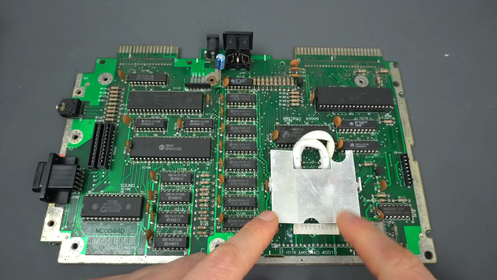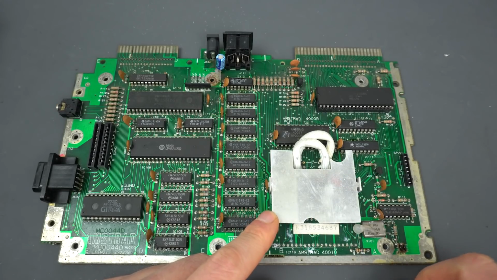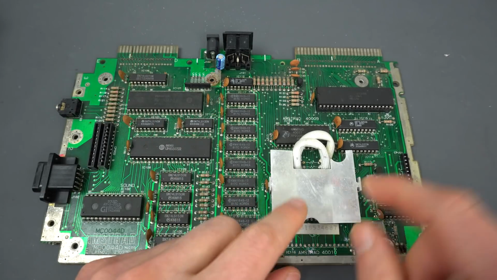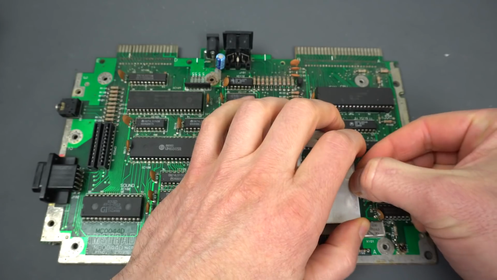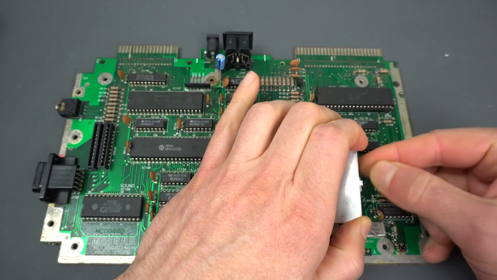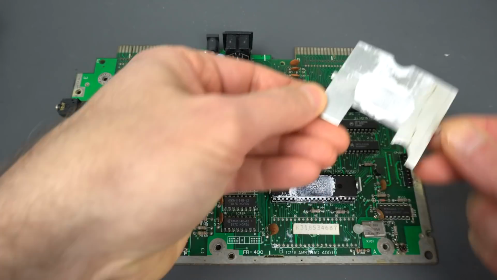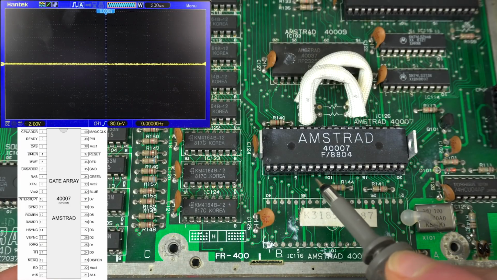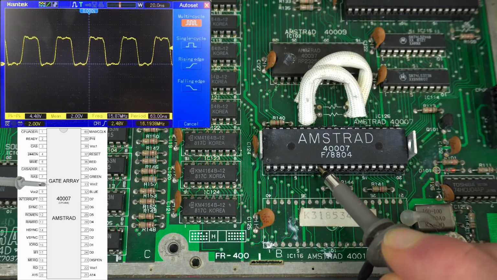In order to do any measurements on the gate array, we need to remove the heatsink. And it doesn't matter if we run it for a while without it. I mean, it gets a little hot, but it can run without this for probably hours. So that should not be an issue. So we'll start with the clock signal into the gate array. That's pin 8. Yeah, okay, 16 megahertz going into there. Okay, yeah, that one is totally fine.